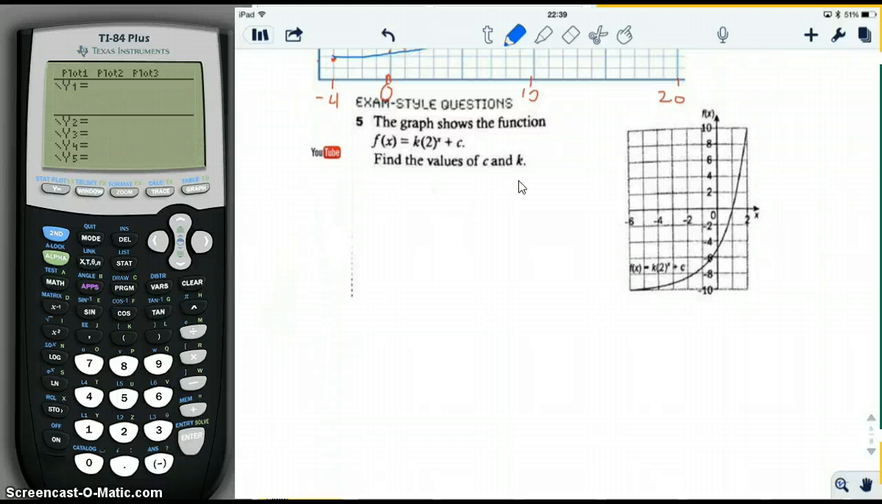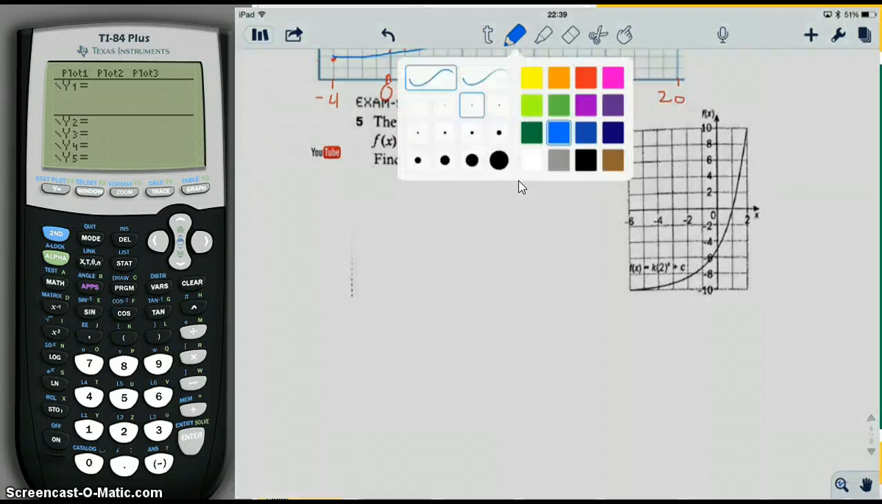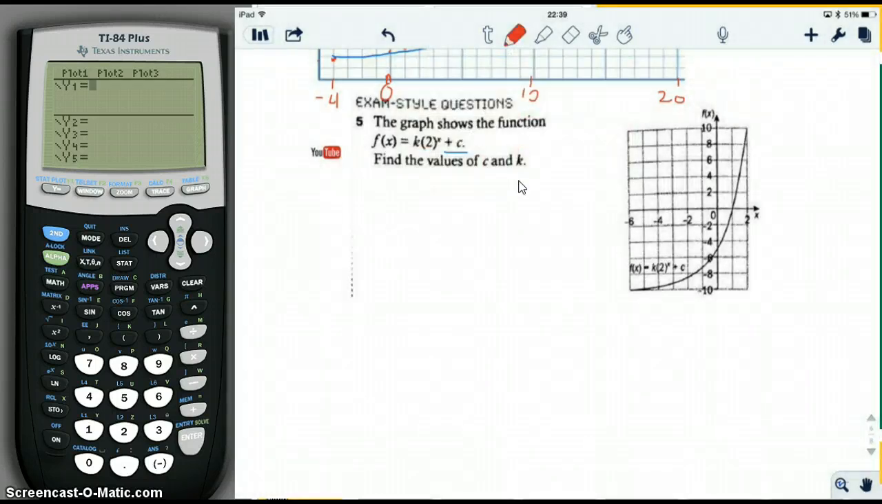Now remember, this c value here is like the asymptote value. So we can see that the asymptote here is -10, right? Y equals -10, because that's what it's getting close to. Okay, so we can already see that our c value is going to be -10. And then we need to find the value for k.